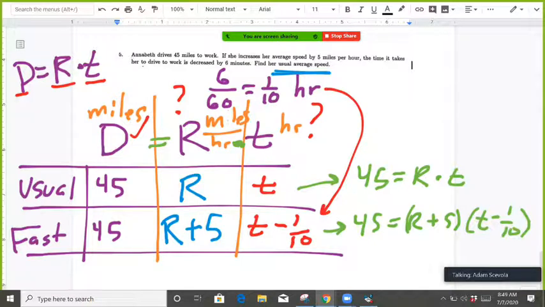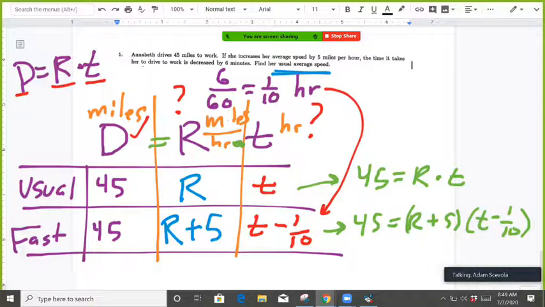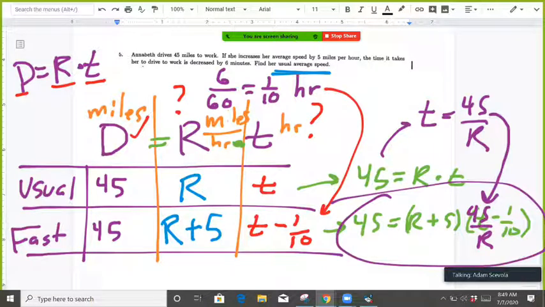Okay? Now we have to solve this. Now you might think, alright, let me just set these equal because they're both equal to 45. But then you would have two variables. So instead what you want to do is take one equation and maybe put T in terms of R. So now you have T is equal to 45 over R, and then plug that in right there. And then now we can just solve this equation. Either I would just graph both sides or use the solve function.